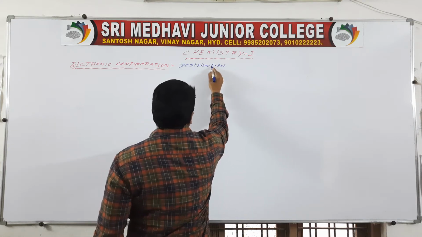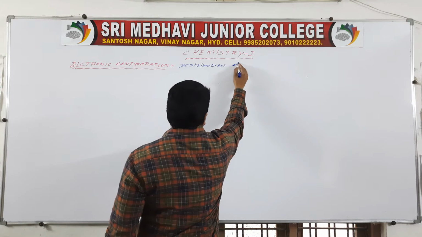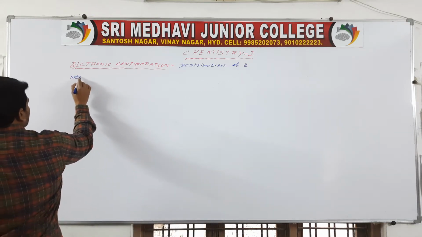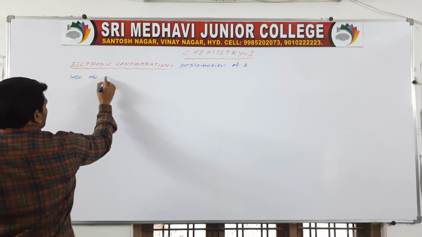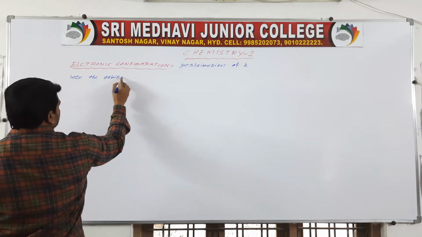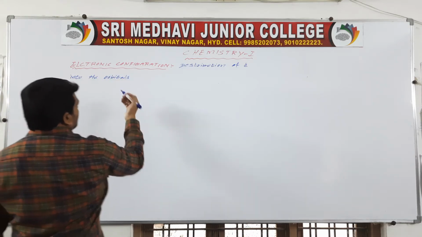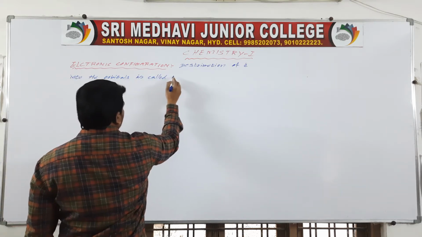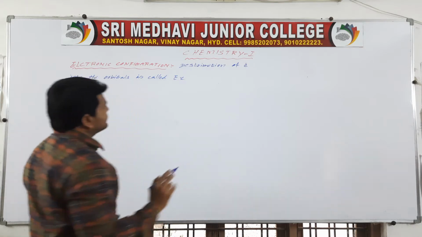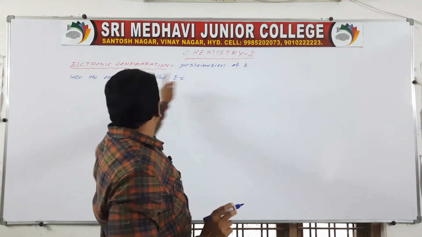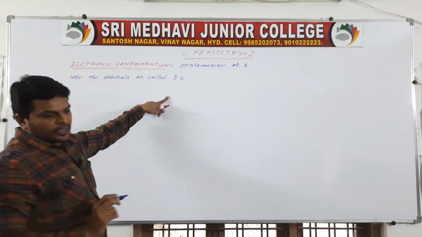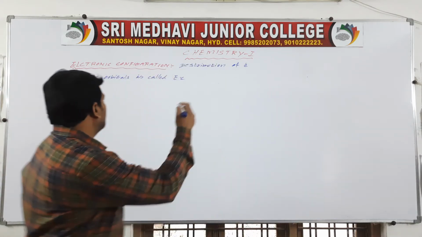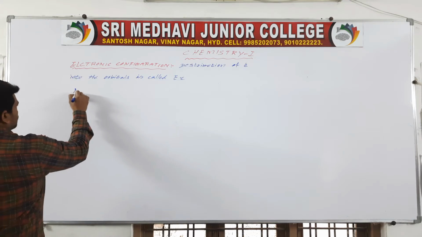Distribution of electrons into the orbitals is called EC. So the notation of electronic configuration you have to know here.